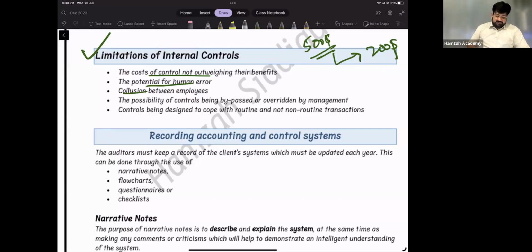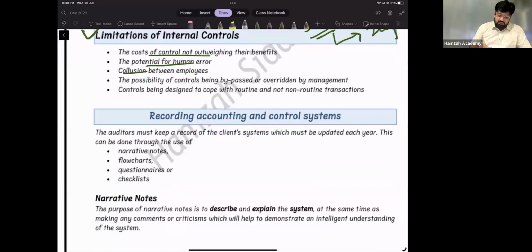The next point is the possibility of controls being bypassed by management. If I'm a manager, I am not following control. I am bypassing the control. My team will not follow. The manager is not considering the control to be important. Why should we take any pain and follow the controls? Why should we do it when the boss is not following the control? Simple as that. We should not take any tension of control. Okay, because the boss is always right.